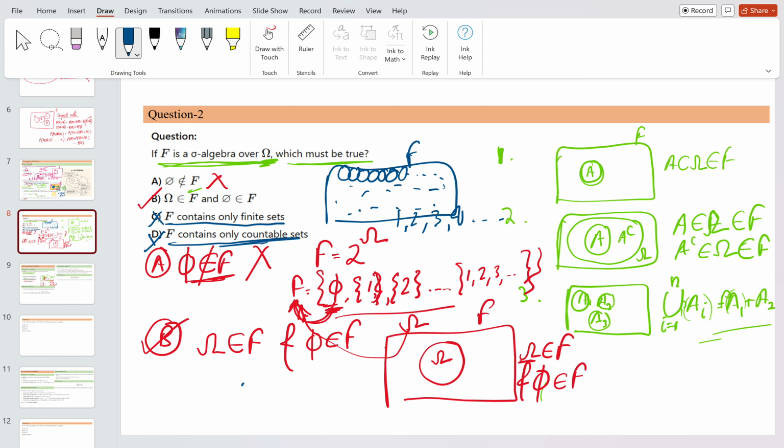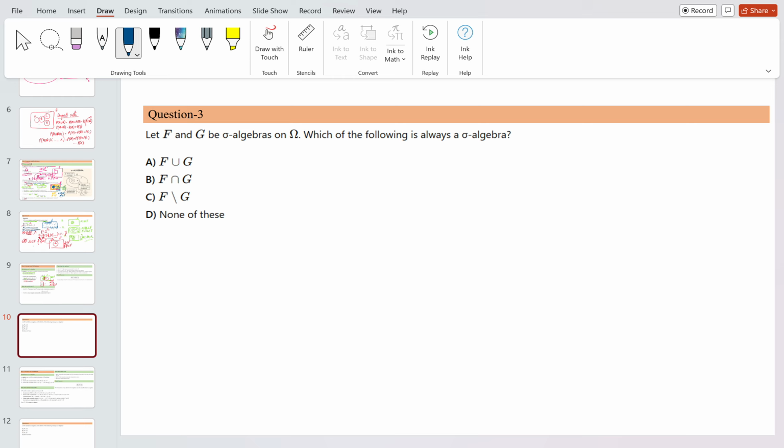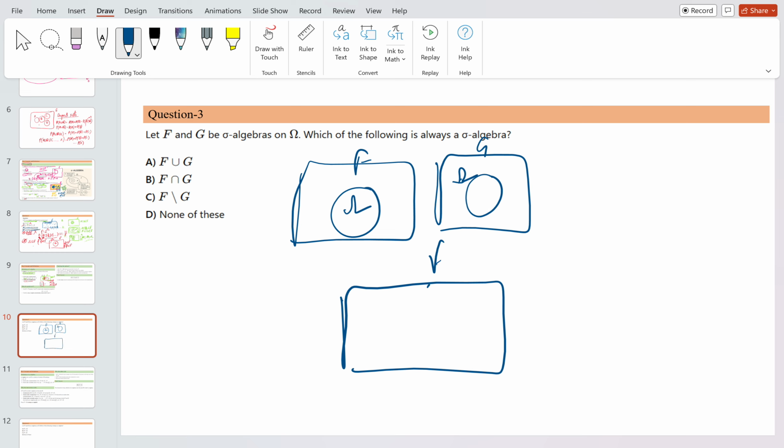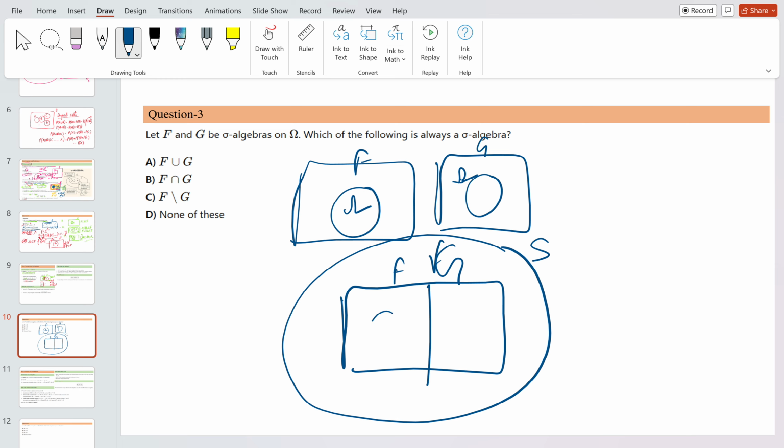Any doubt? Okay, let's move forward and try to solve the next problem. Here it is saying sigma algebra. Suppose this is F and this is G, so sigma is also here and sigma is also here. Or you can say this is F, this is G, and this is forming the whole set S, and sigma is lying here also. Try to solve this. Which option is correct?